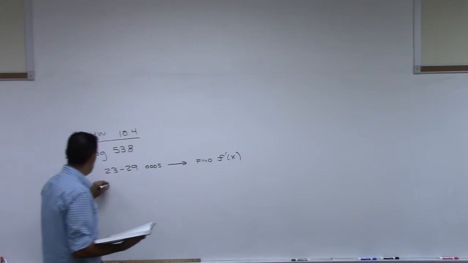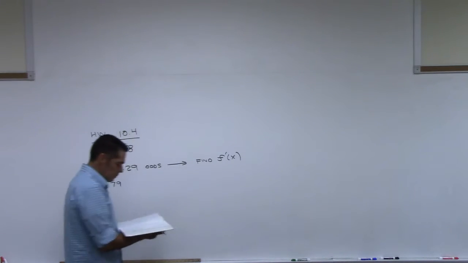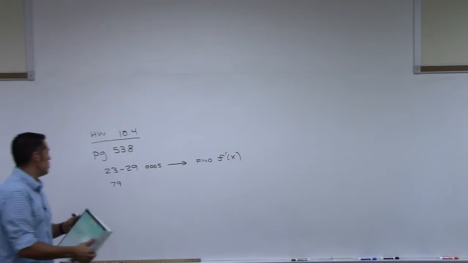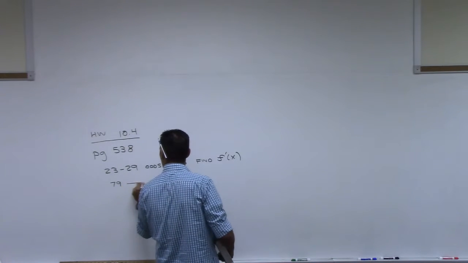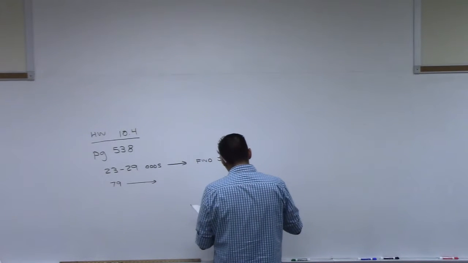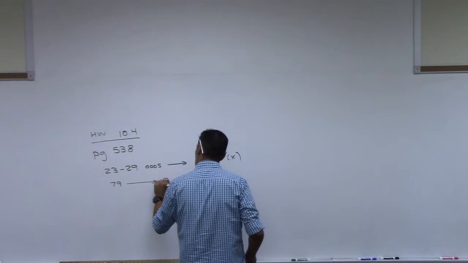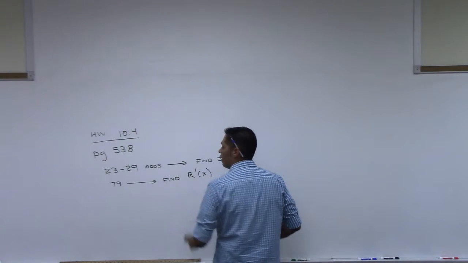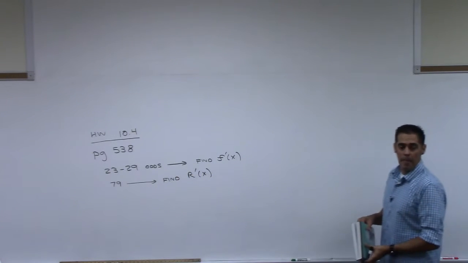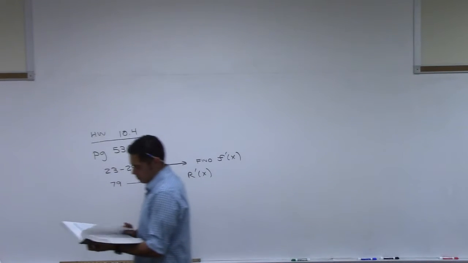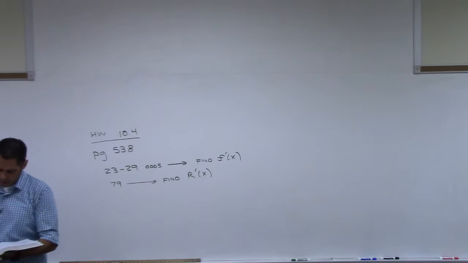Then I want you to do number 79. 79 gives you a profit function. All right? And for this one, all I want you to do, oh no, sorry, they give you a revenue function. I want you to find r prime of x. That's all I want. Think you can handle that?